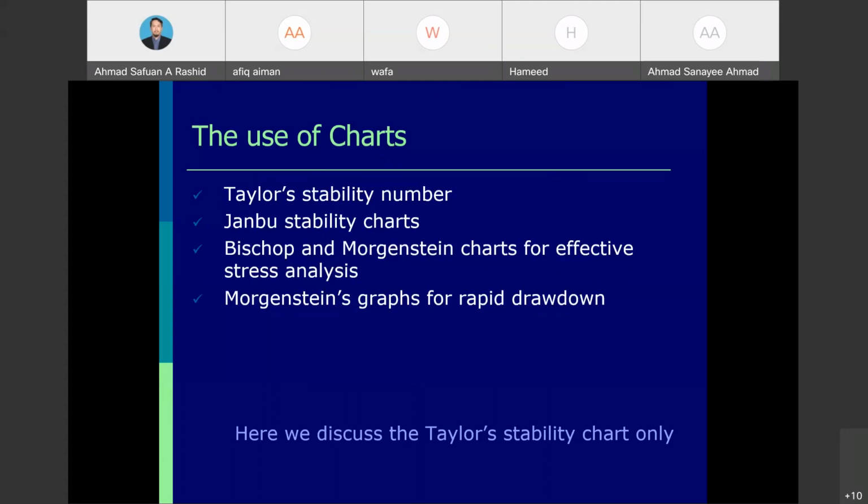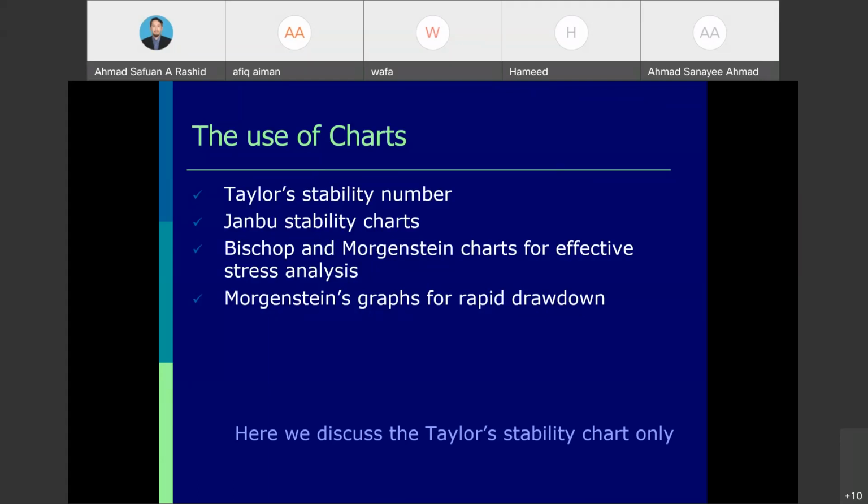the chart is used to obtain what we call a preliminary factor of safety value. So we have several types of chart here. We have the Taylor stability number, then we have the Jumbu stability chart. Then we have the Bishop and Morgenstern chart for effective stress analysis. And then we have the Morgenstern graph for rapid drawdown. However, we only discuss the use of the Taylor stability chart.